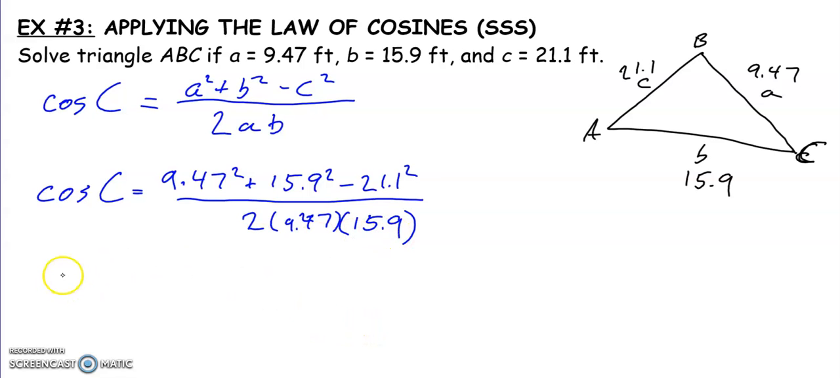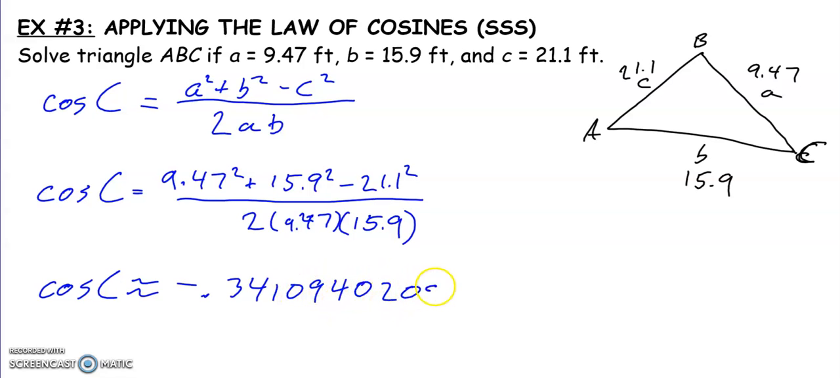So I'm going to bang all of this into the calculator, and we're going to find out that cosine of C gives me about negative 0.3410940208. And then we're going to take the inverse of this to find out that C is about 109.9 degrees.